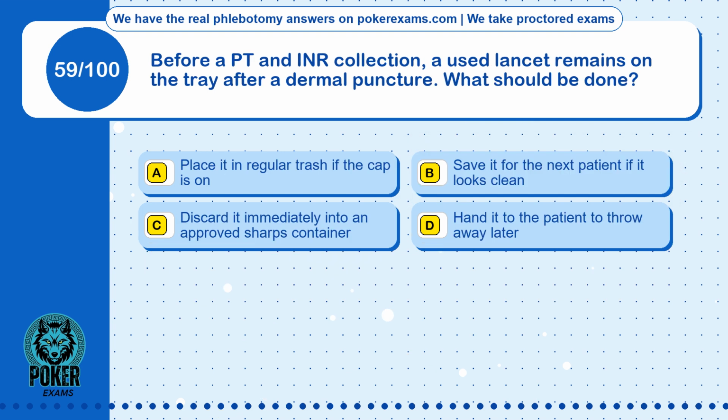Question 59. Before a patient and INR collection, a used lancet remains on the tray after a dermal puncture. What should be done? Option A, place it in regular trash if the cap is on. Option B, save it for the next patient if it looks clean. Option C, discard it immediately into an approved sharps container. Option D, hand it to the patient to throw away later.